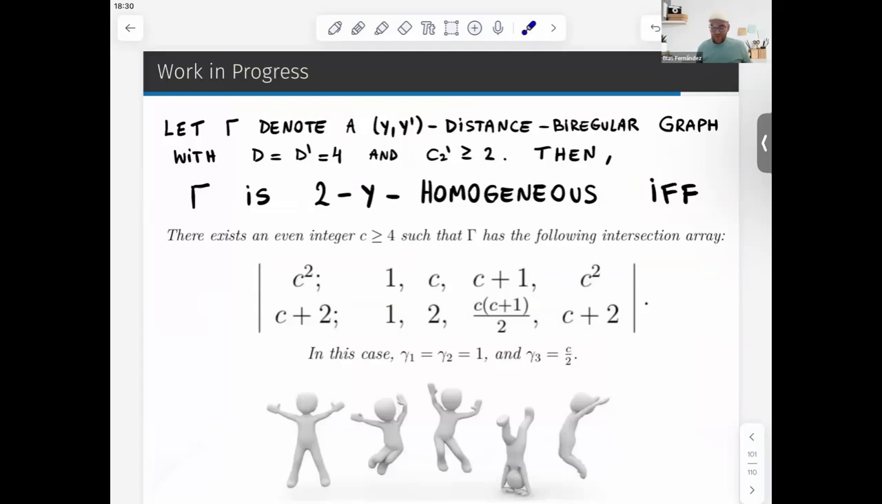And in this case, our conditions are nicer. We have that a graph with D equals D prime equal 4, distance-biregular with C2 prime greater or equal than 2, is 2i homogeneous if and only if the intersection array is the following for certain number C greater or equal than 4. And in this case, we have these scalars: gamma 1 and gamma 2 are equal to 1, and gamma 3 is equal to C over 2.